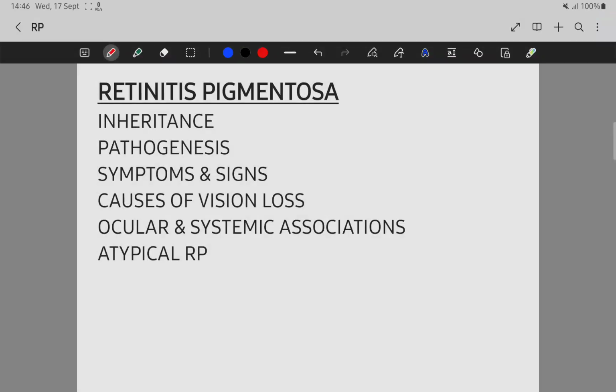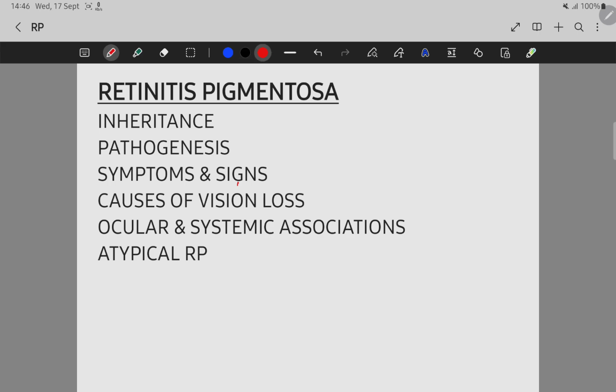Hello friends, in today's class we will discuss retinitis pigmentosa. So what is retinitis pigmentosa? Its inheritance, pathogenesis, symptoms and signs, the causes of vision loss in RP, and ocular and systemic associations of RP and atypical RP.